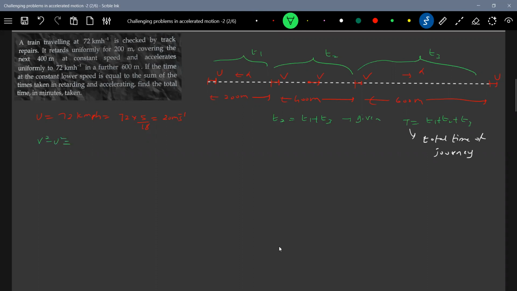V square minus U square equal to 2 into alpha into 200. This will become equal to 400 alpha. I'm applying V square minus U square equal to 2as formula for this. That's one equation. Similarly, we'll apply equations of motion for this: U square minus V square equal to 2 into minus alpha, so minus 400 alpha. So this will become U square minus V square equal to 2 beta 600. This will become minus 200 beta.